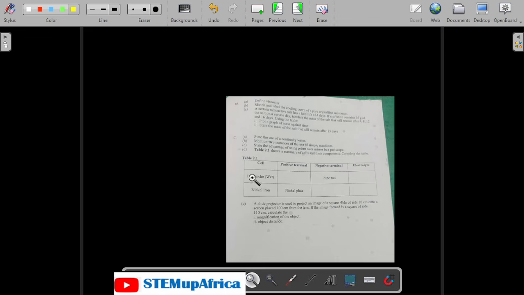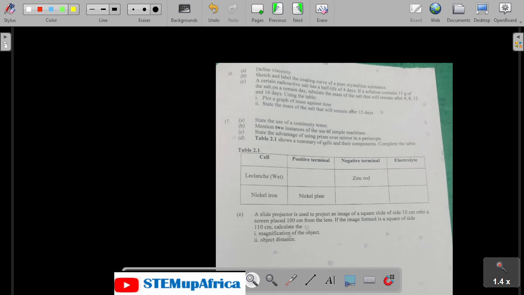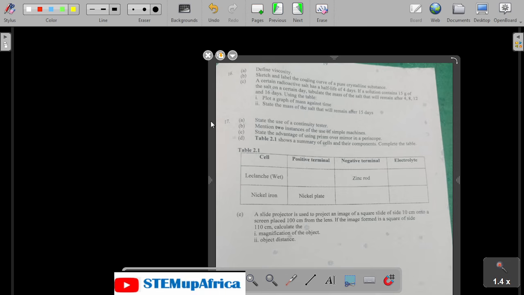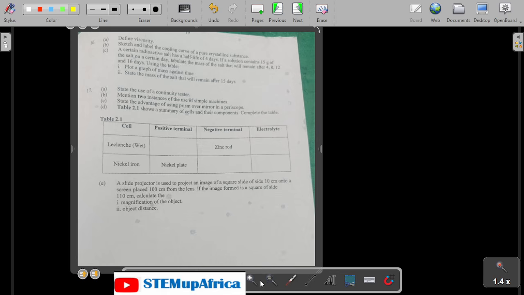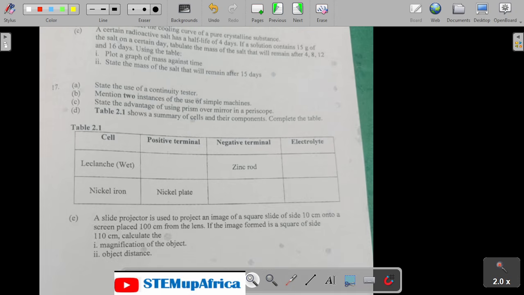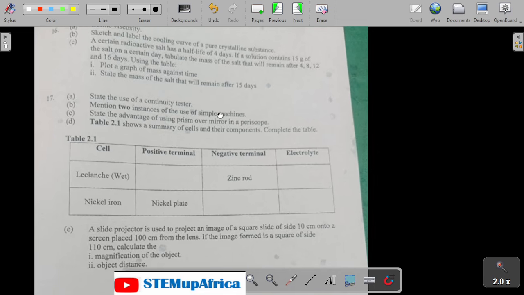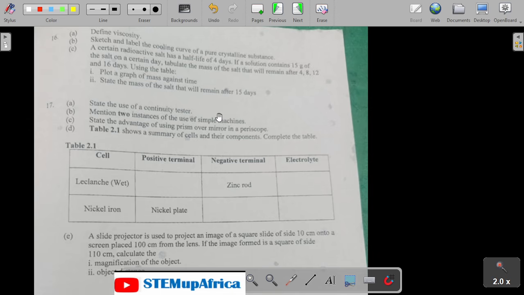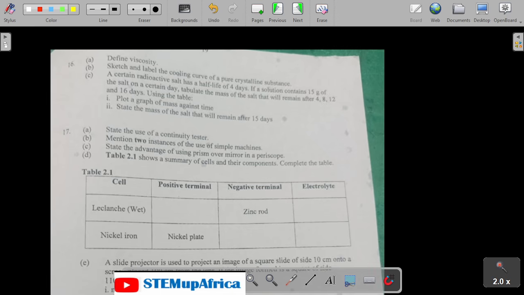So let's go to question 16 and ultimately question 17. Let's see how it goes. Question 16 and 17. So let's look at question 16 here. It says we should define viscosity. So what is viscosity? 16A.